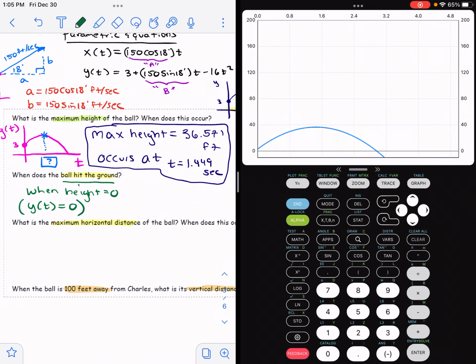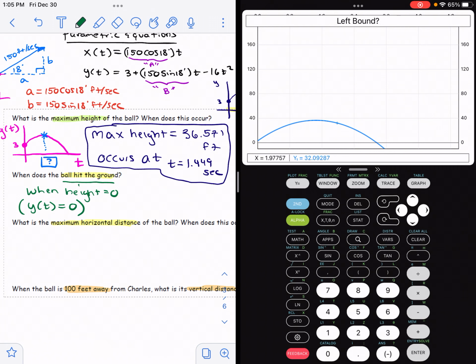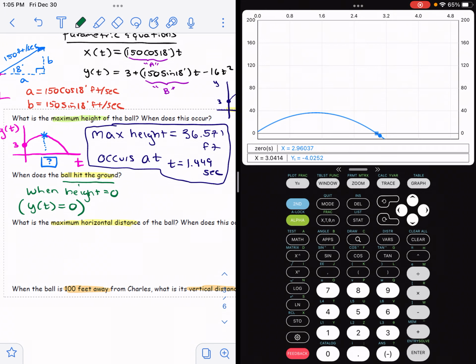So let me clear this computation. Second, calc, I need to find a zero. Okay, so I go over, I compute this x-intercept. Enter, enter, and that looks like it's happening at 2.96 seconds. So when does the ball hit the ground? t equals 2.96 seconds.